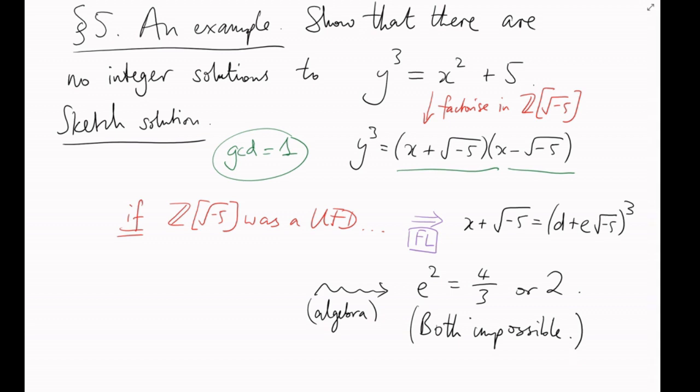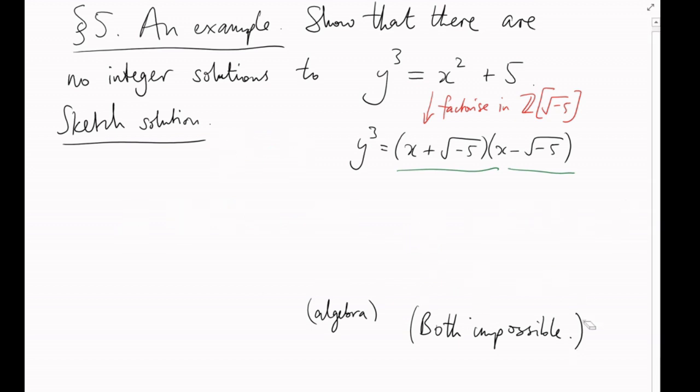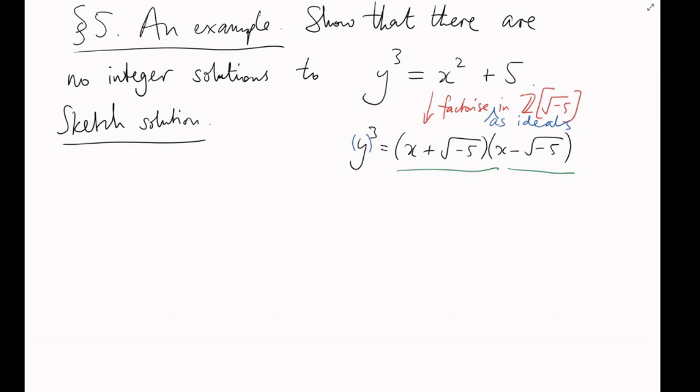Now for this to work, we need Z adjoin root minus 5 to be a unique factorization domain. We know it's not. So let's try something else. Let's just make all these numbers into principal ideals. Okay, I'm just going to put brackets around everything. Now everything is an ideal.